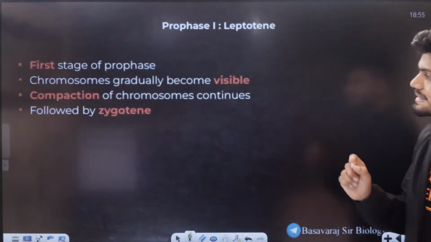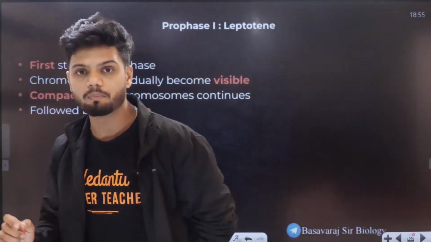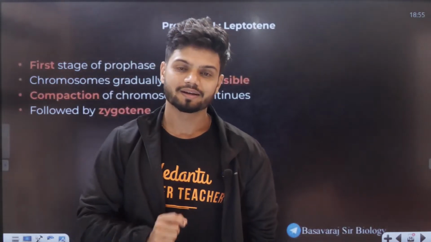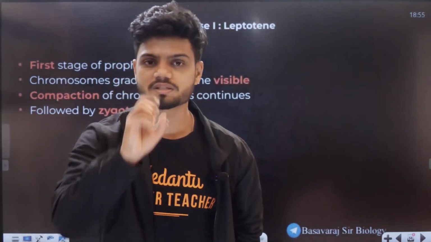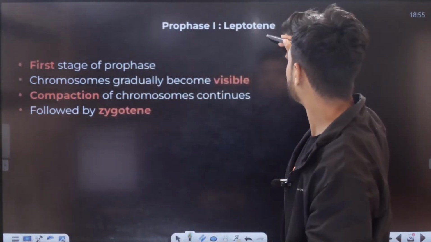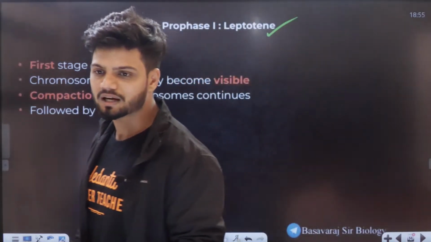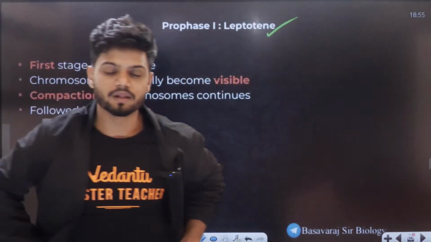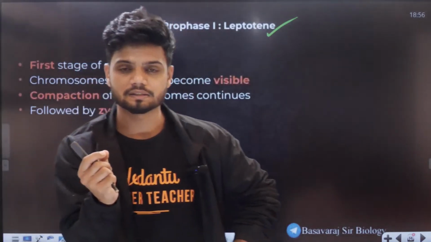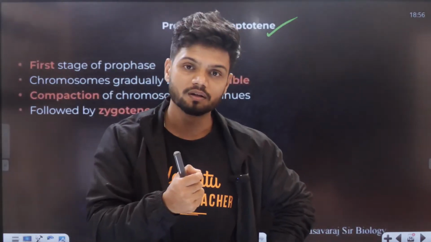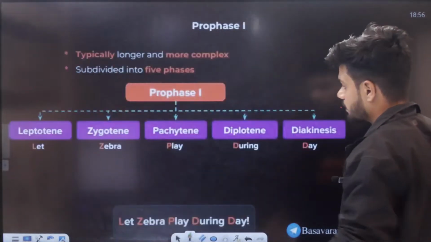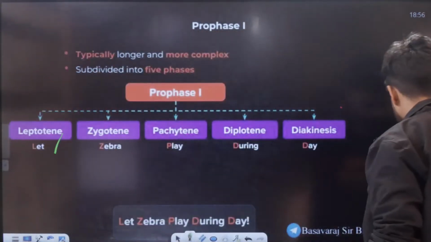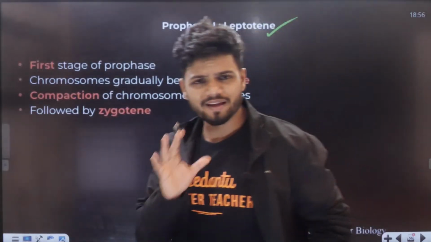So with that basic information about meiosis, can we start meiosis 1, prophase 1, the first stage called leptotene? Can we start, students? The first phase under meiosis 1, that is prophase, leptotene stage. Very simple.